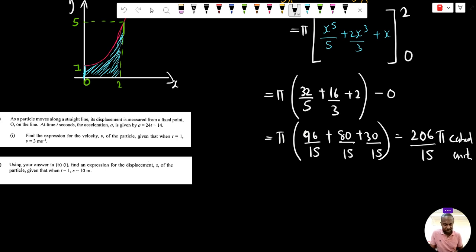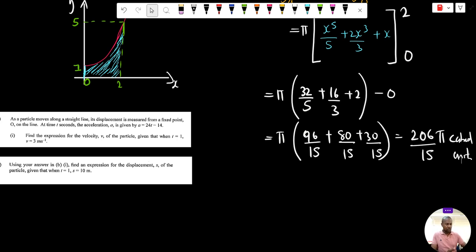Anyways, this calculator is giving me trouble. So basically, I did work it out mentally. 32 over 5 is 96 over 15. 16 over 3 is the same thing as 80 over 15. And 2 is 30 over 15. So add that up, that's 110 plus 96, that's 206 over 15 times pi, which of course is in cubed units, right? So that is what that gives us.